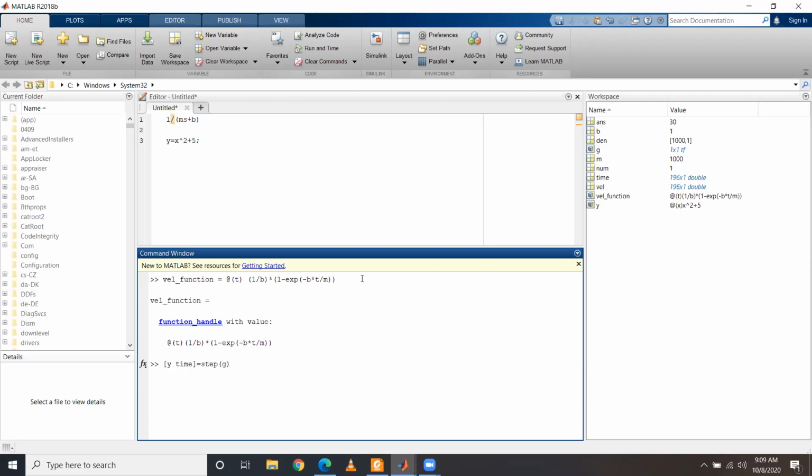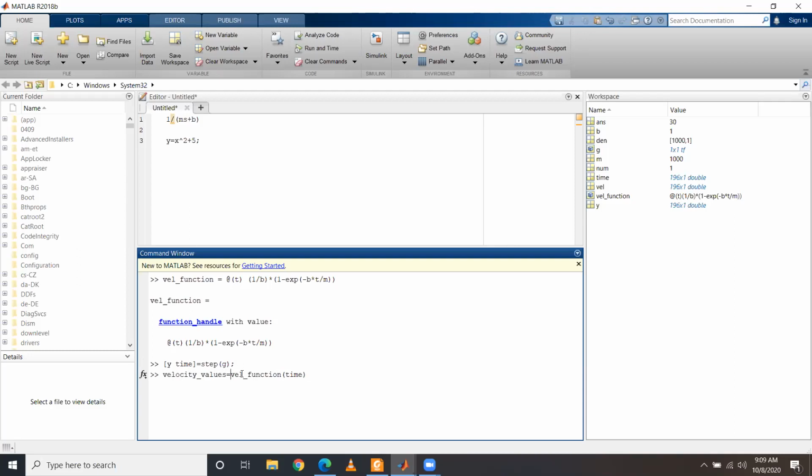Let me write this one more time. This line, right? y, time equal to step g. So you have generated the time values from this line already. So you have the time values, you have your function. So all you need to do right now is find the values of the velocity at those times. So just type, suppose let me write velocity values. Velocity values equal to vel function, bracket time, right? Is this line clear?